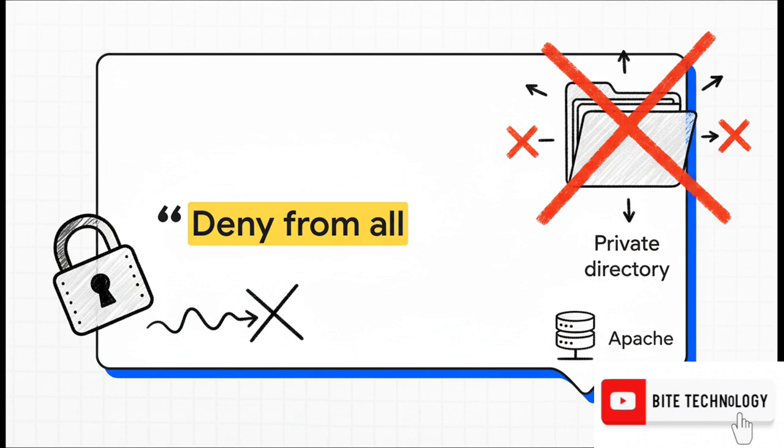Look at this. A single, simple line of code, deny from all, can instantly lock down an entire directory, making it totally inaccessible to the public. This kind of super specific, per directory control is honestly one of Apache's most beloved and powerful features.